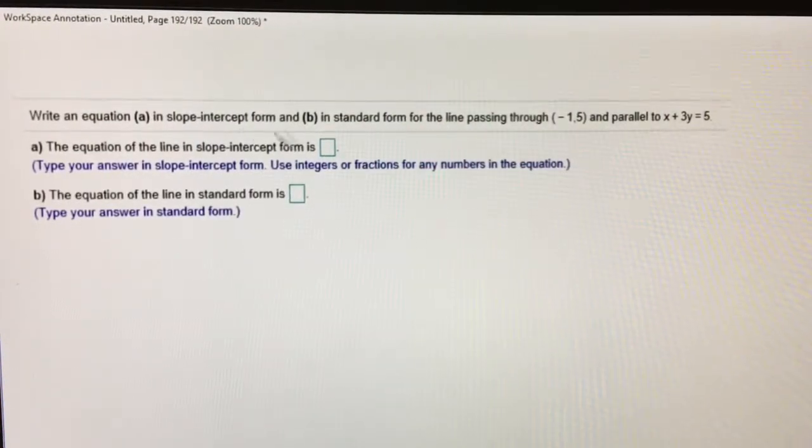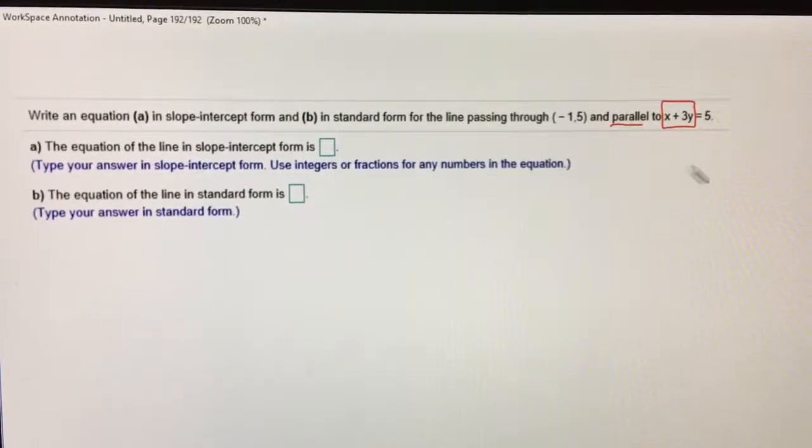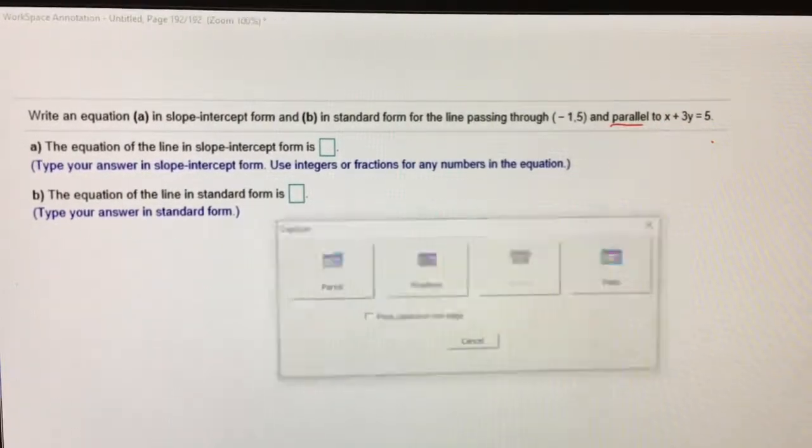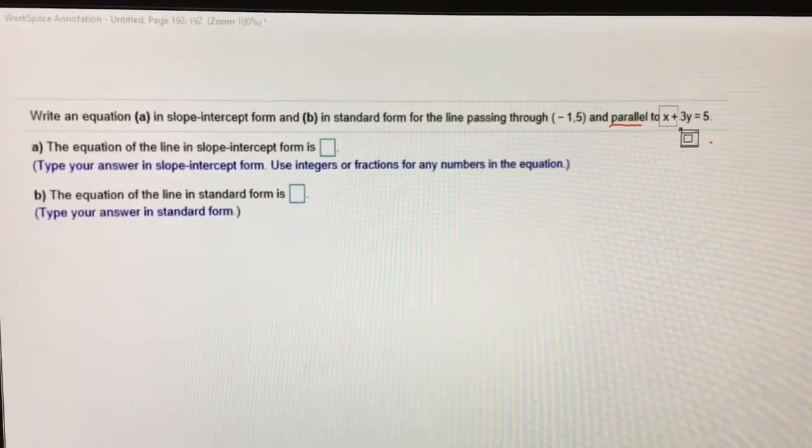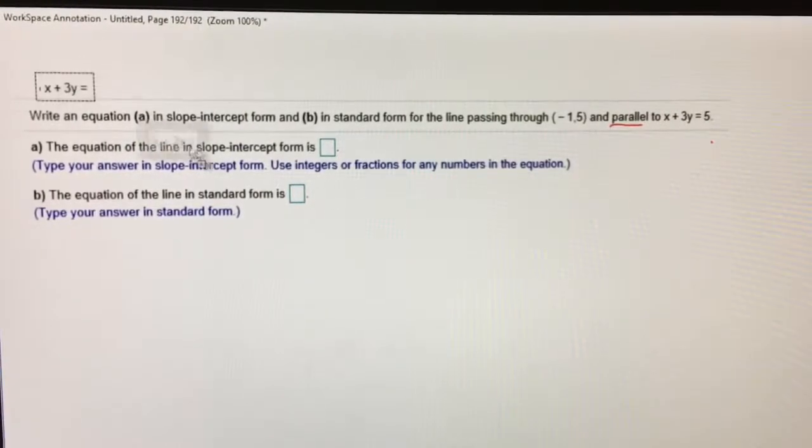Write an equation, slope-intercept form and standard form, passing through that, parallel to this equation. All I need is that portion though. I don't need the equals, I don't need the 5. So to write this equation, all I need to do is copy this part down. Right there.